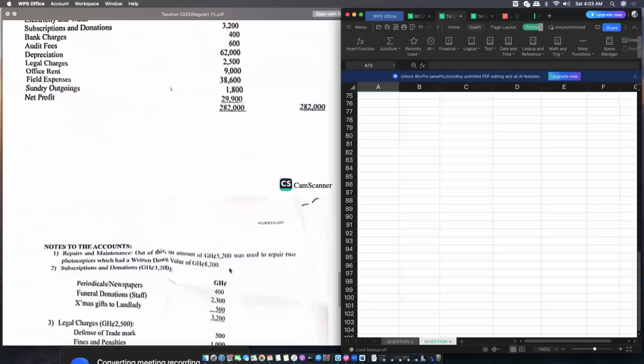Then we'll compute the allowable repairs and maintenance and take it out. Someone will ask, how do we compute the allowable repairs and maintenance and then take it out? So this is how you go by it. You first design your capital allowance computation.